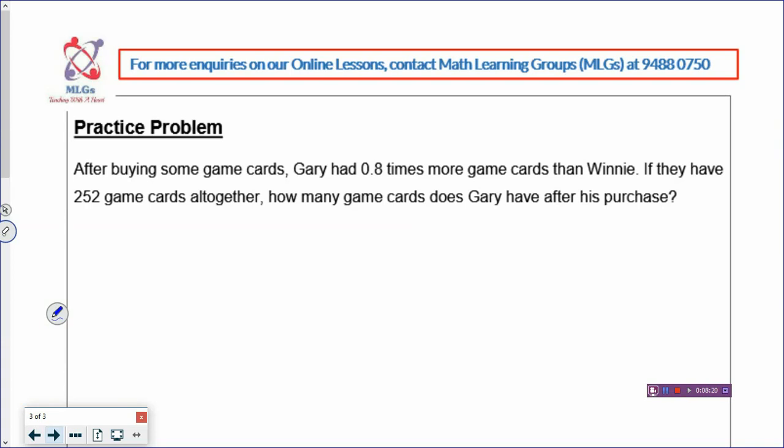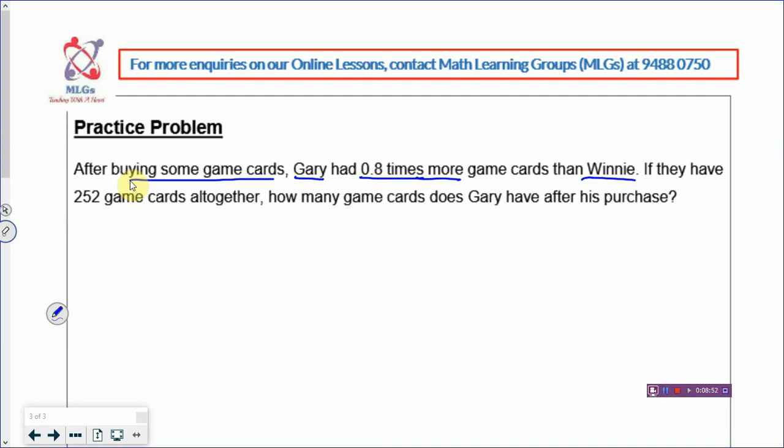So what happens if you see a decimal? If there's a decimal in the problem, which is not very common, right? Usually you have fractions, but seldom do you see something like, after buying some game cards, Gary had 0.8 times more, right? Seldom do you see a sentence like this. But your decimal can always change into a fraction. Like your percentage, you can change it into a fraction. Same thing for decimal. Once you change it into a fraction, then it becomes a fraction problem already.